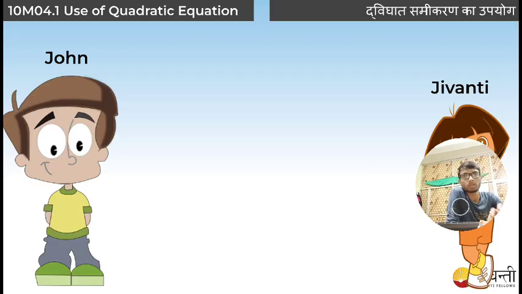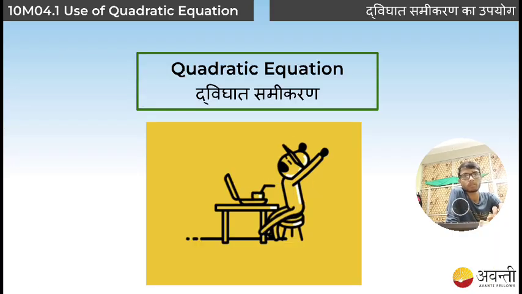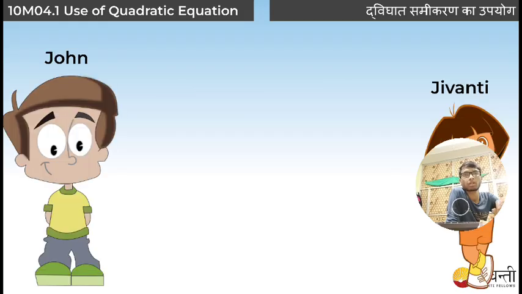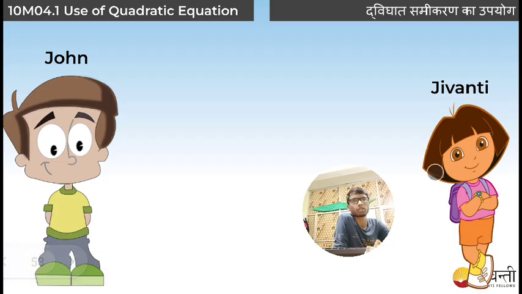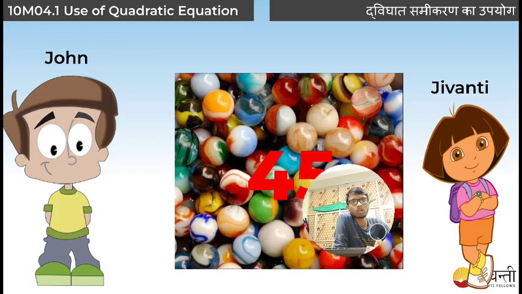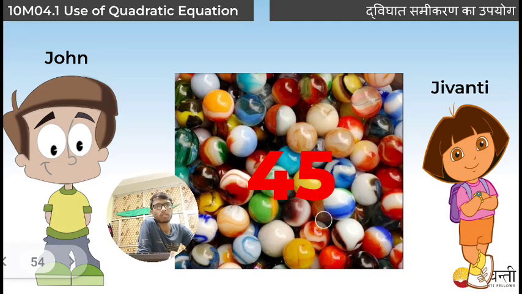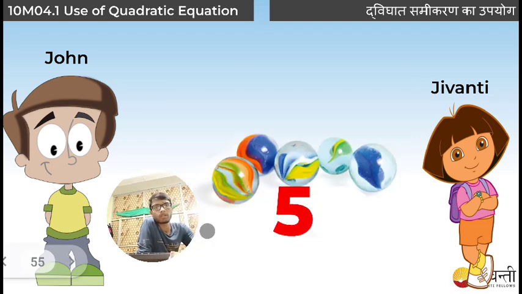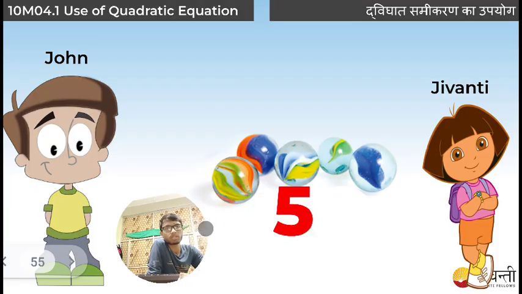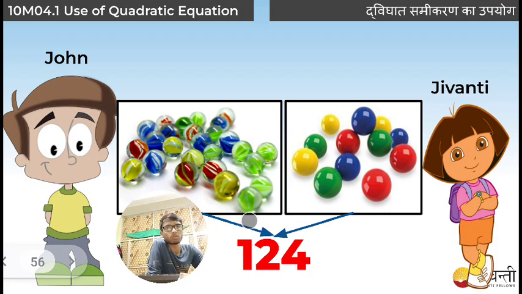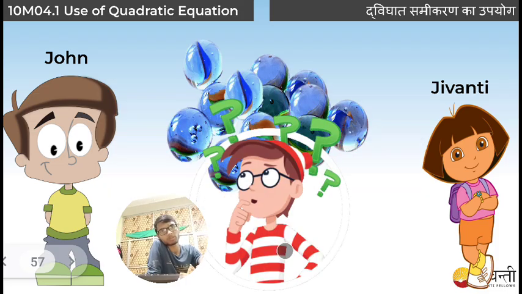Quadratic equation. Okay. There is one boy and one girl. The name of this one is John, the name of this one is Jayanti. Now here there are 45 objects. Including these, how much is this? 124. How much is this?